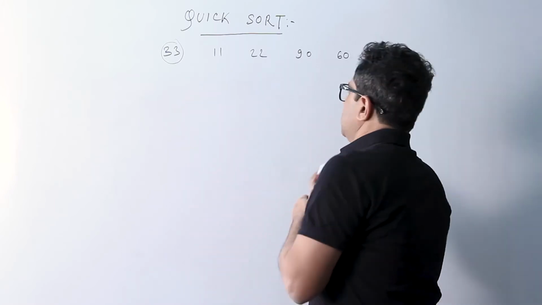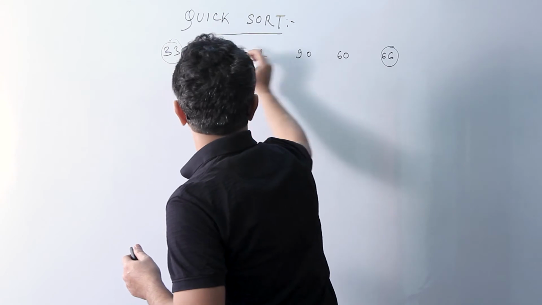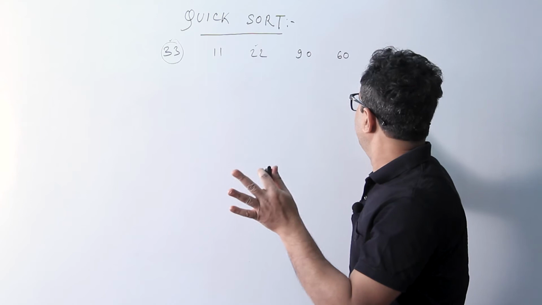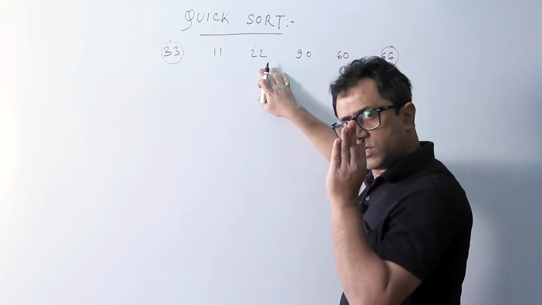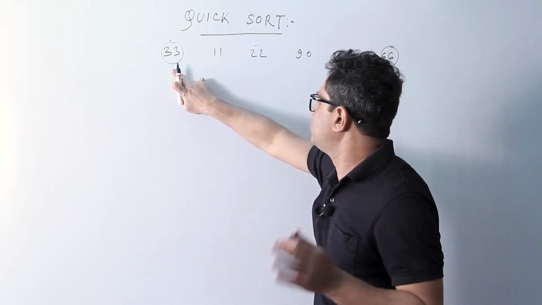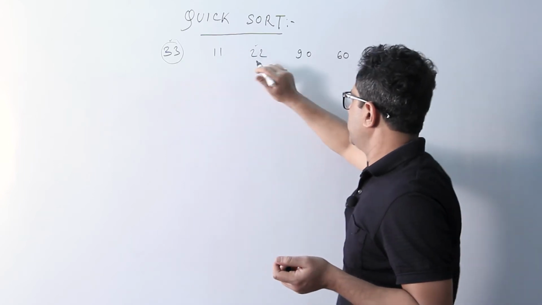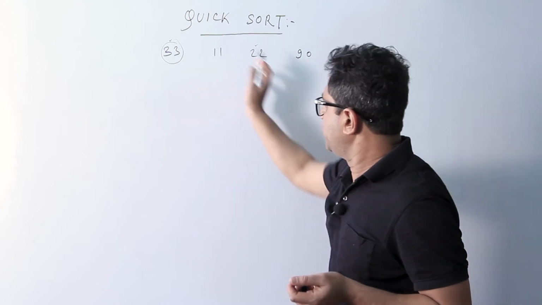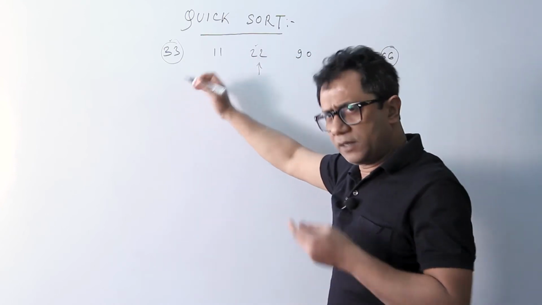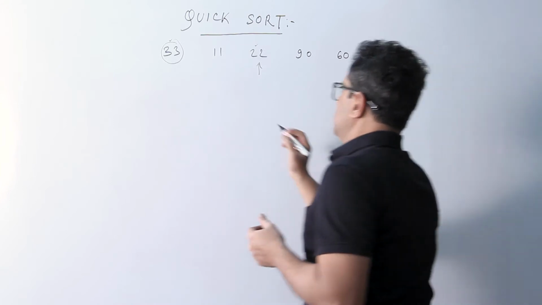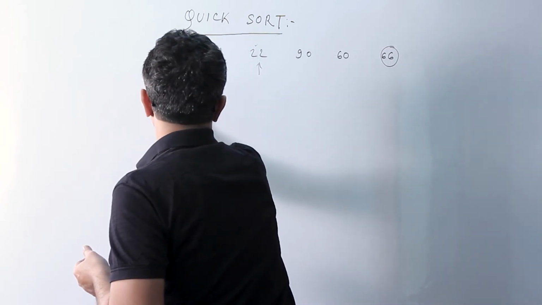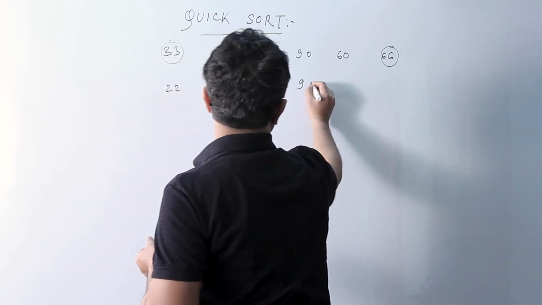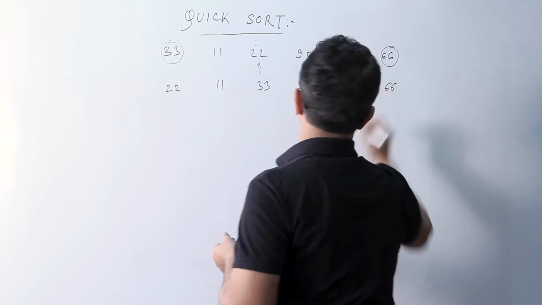So now we are going to swap this 33 with this 22, which is the first element, starting from the right to left scanning, where we encounter an element which is less than the leftmost number, that is 33. We get this 22 as that number. So we swap this 22 with 33 and write the next step of the list. Let me write it first and then get back to you. 22, 11, 33, 90, 60, 66.